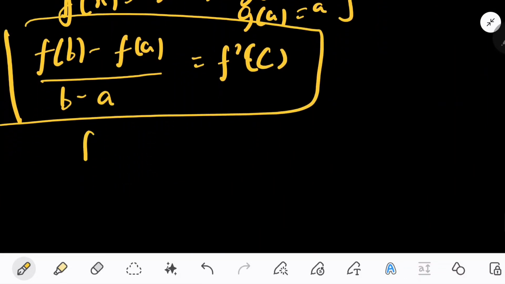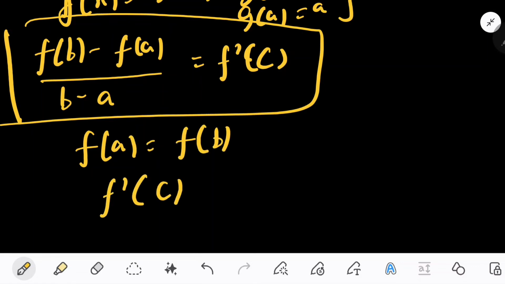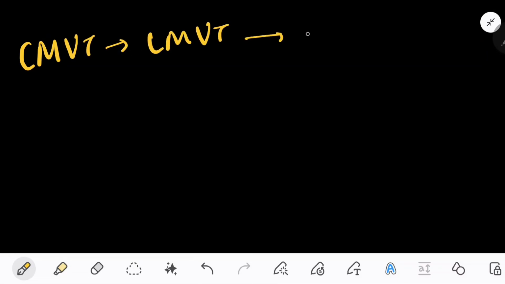And you substitute f a equal to f b, you get f dash of c is equal to 0, since f b minus f a will be 0, right? So what you have done is that you have approached from CMVT to LMVT, and then to Rolle's mean value theorem, or simply Rolle's theorem, right?